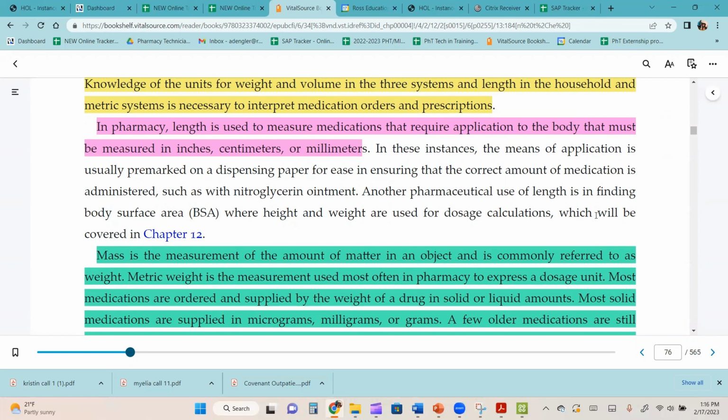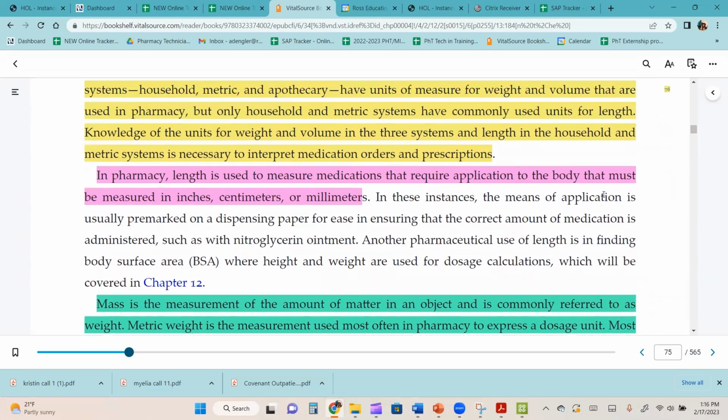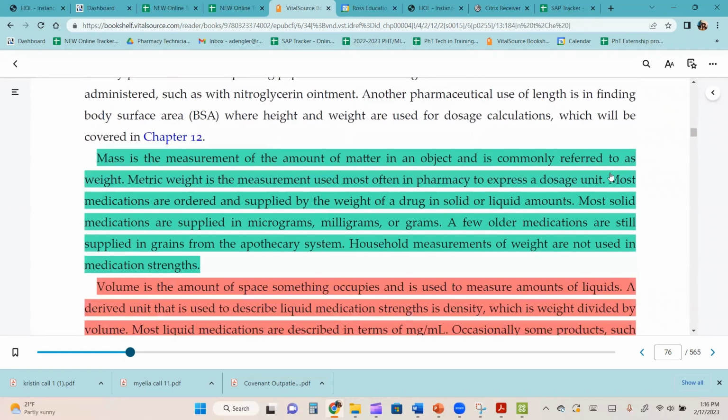Another pharmaceutical use of length is in finding body surface area, where weight and height are used for dosage calculations, which we will be covering in chapter 12. Mass is the measurement of the amount of matter in an object and is commonly referred to as weight.